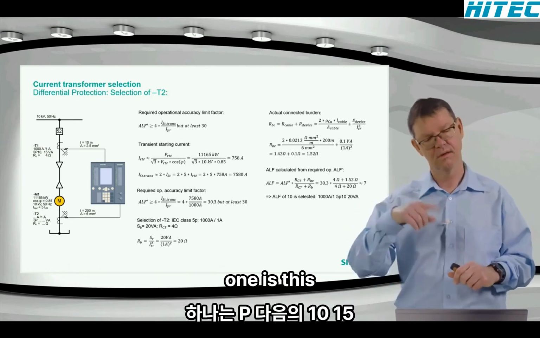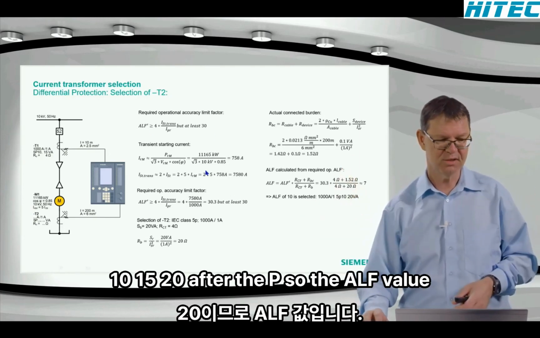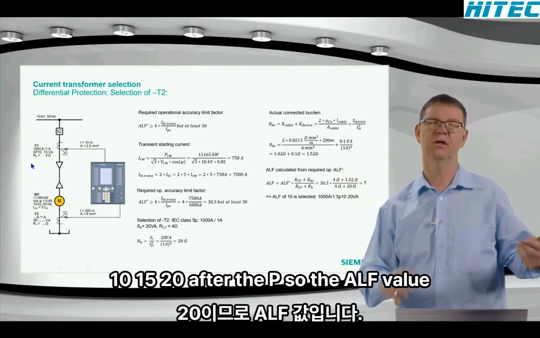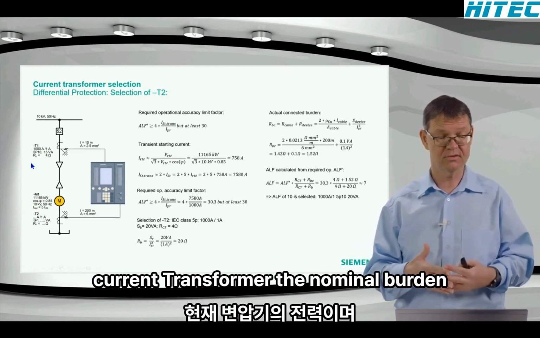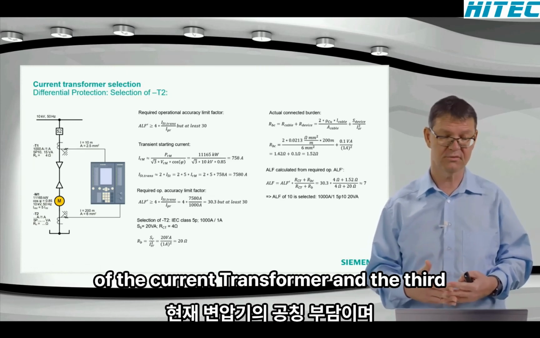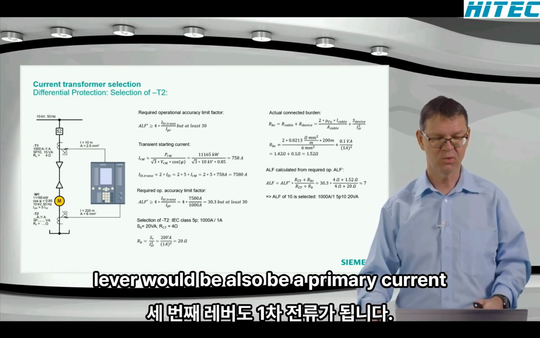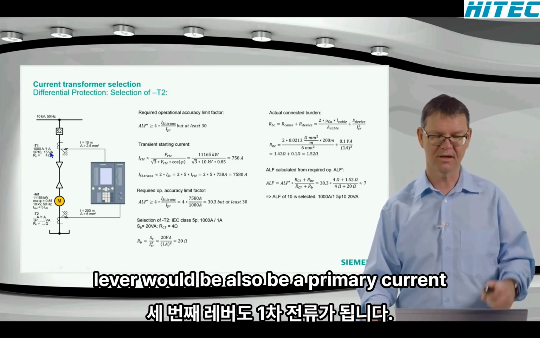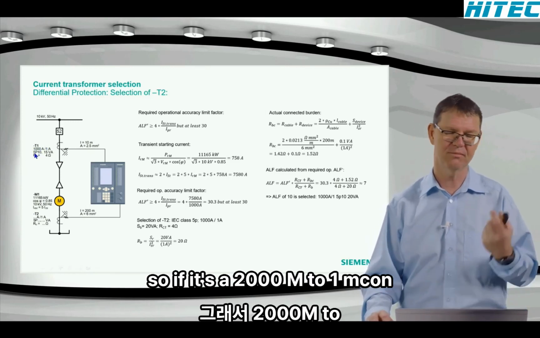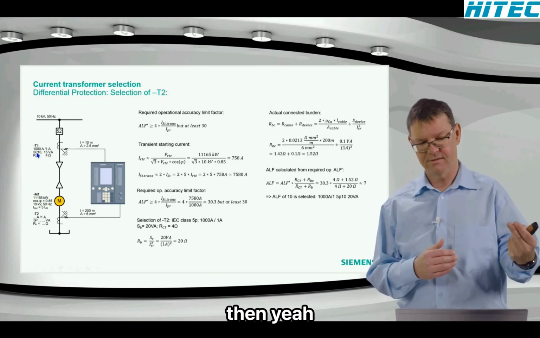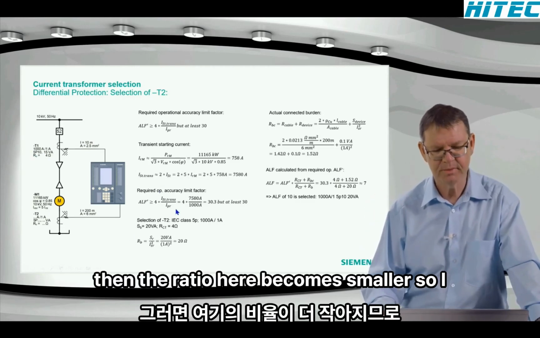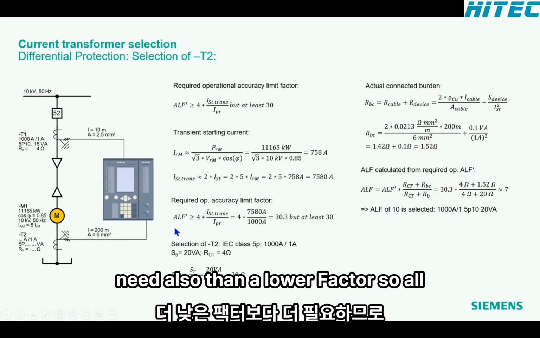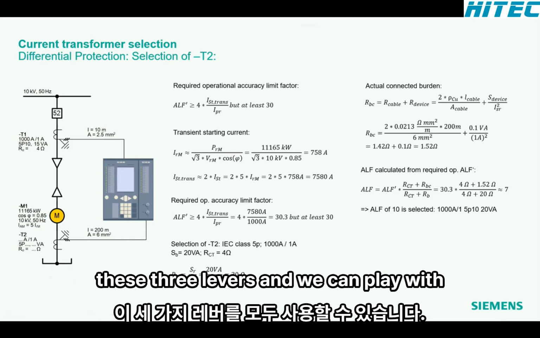The one is this 10, 15, 20 after the P, so the ALF value. The other one is the power of the current transformer, the nominal burden of the current transformer. And the third lever would be also the primary current. So if it's a 2000 amp to 1 amp current transformer, then the ratio here becomes smaller. So I need also then a lower factor. So these 3 levers, and we can play with that.